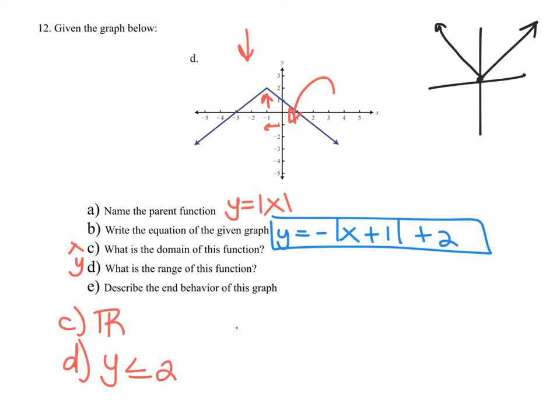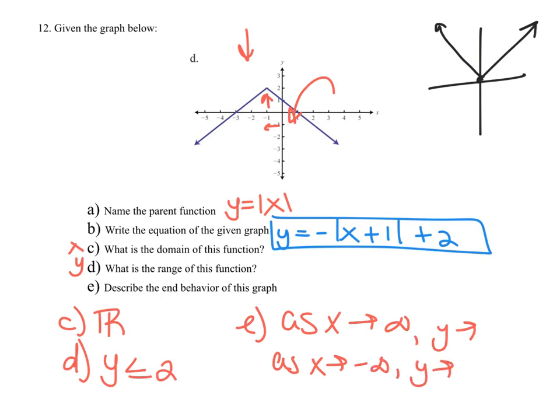The last question says, describe the end behavior. And again, that's as x goes to infinity, what happens to y? And as x goes to negative infinity, what happens to y? So you're going to look at your graph and say to yourself, okay, what's happening in these two cases? Well, as x goes to infinity is the first half. What happens to y? Well, the graph itself goes down to negative infinity. So we're going to say y goes to negative infinity. And the same thing for the other side of the graph. As x goes to negative infinity, what happens to y? It still goes down to negative infinity. So this is your end behavior.